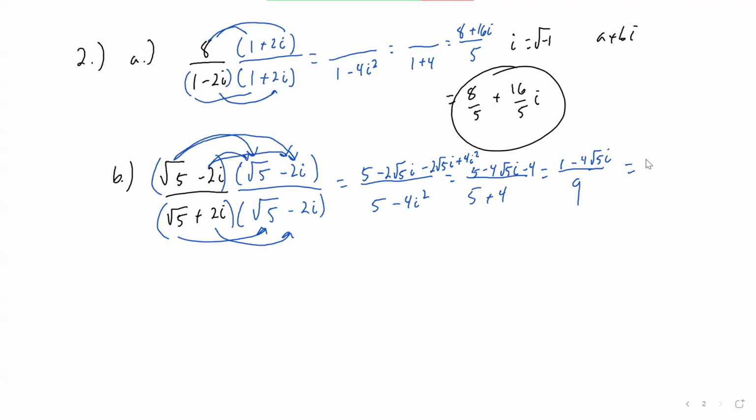And then we have to split the fraction up. So this is 1/9 minus 4 square roots of 5 over 9 i. All right, let's look at another one.